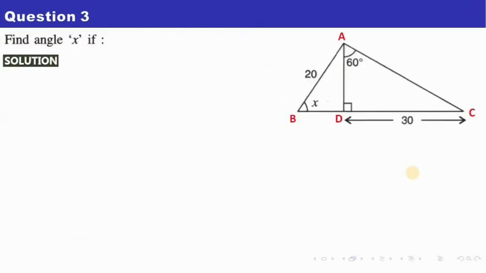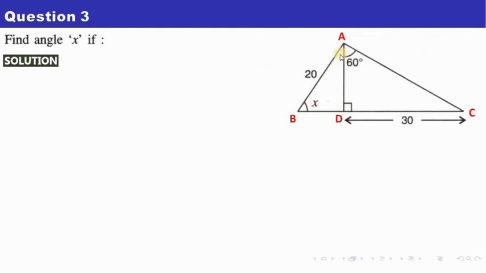Okay, so let me take the last question for the day, that is question number 3. Find angle x. Before finding angle x, let me give it a name: A, B, C and D out here. Basically the question says it is dealing with a right angled triangle. This is 90, so it is a right angled triangle, but we need to find x. So we are interested in this right angled triangle, that is ADB.